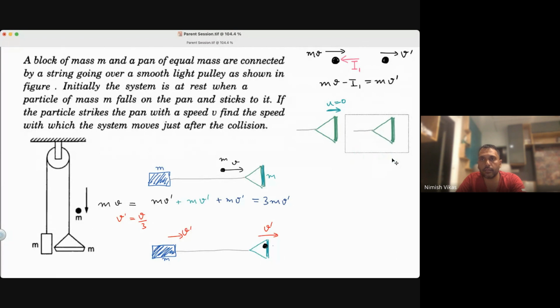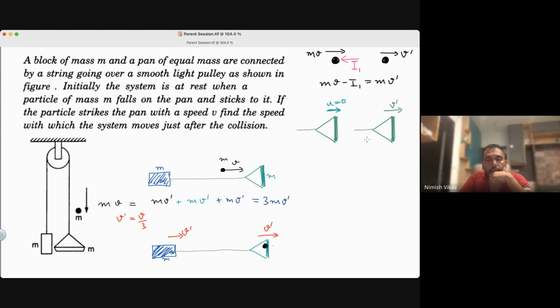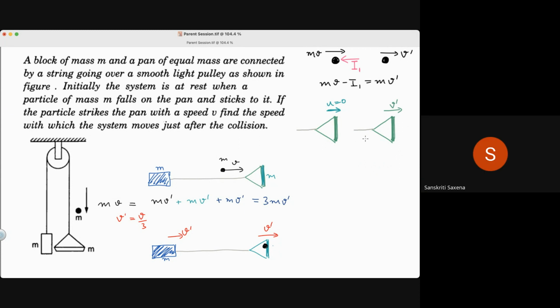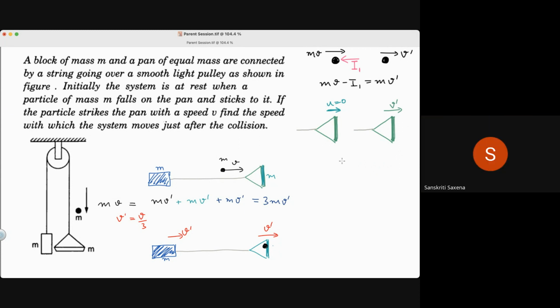Yeah, nobody has written. Somebody? Anybody? Written? I is equal to mv dash. Sanskriti. Okay, after collision, what is the velocity it gets? V dash. Sanskriti, 11th or 12th? 11th. Okay. Yes. Okay.